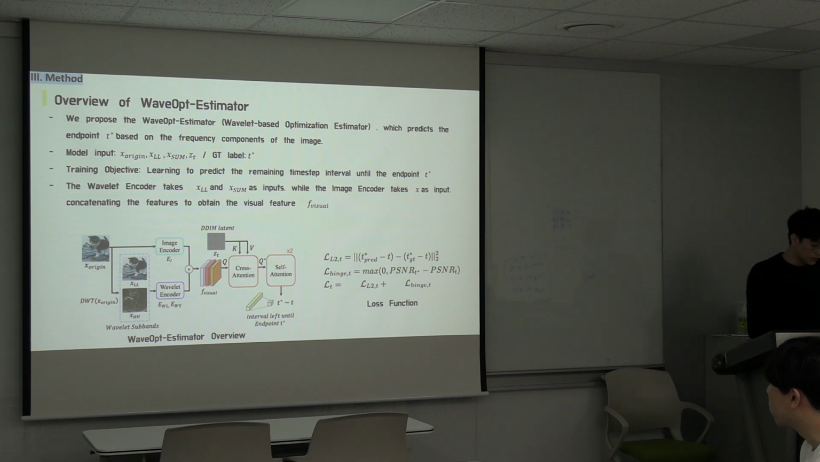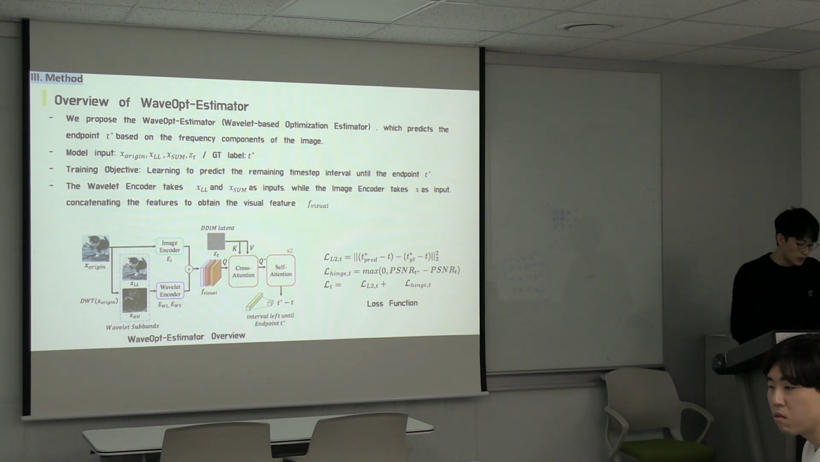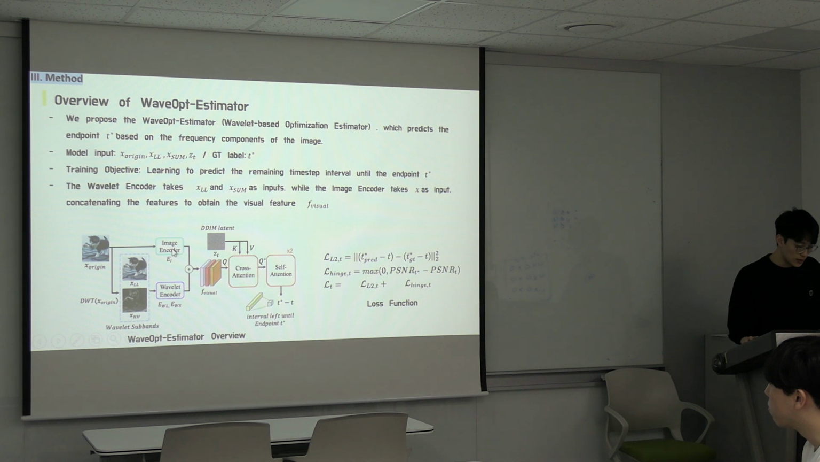And let's explain our model in detail. Our model consists of a wavelet encoder, an image encoder, and an attention module. Firstly, the wavelet encoder takes the low frequency and high frequency images as input, and the image encoder takes the original image as input. And after that, these features are concatenated to obtain the visual feature.